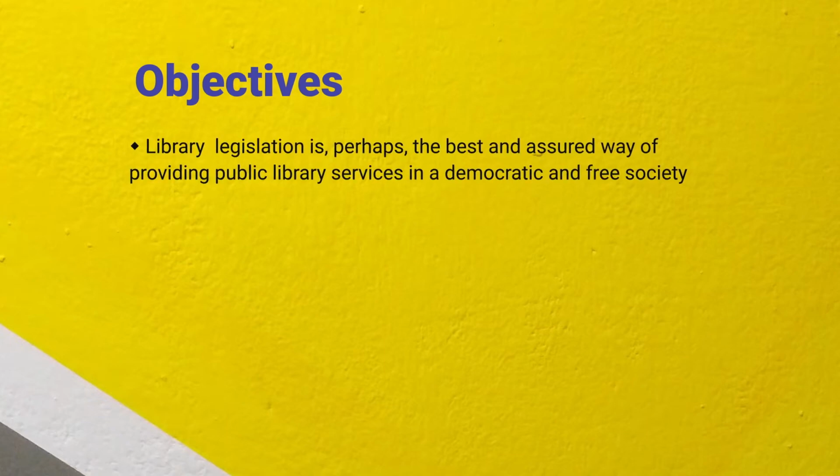So, to start with the introduction, there is a need for having a state policy for library information services. It is an essential requirement for the design and development of the public library network. When we have public libraries, there is a network of them, so there is an essential requirement for designing and developing these libraries. Library legislation is perhaps the best and assured way of providing public library services in a democratic and free society, like India. So, the best way to have assured public library services is through developing a library legislation.